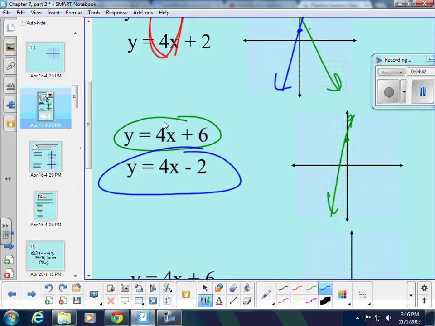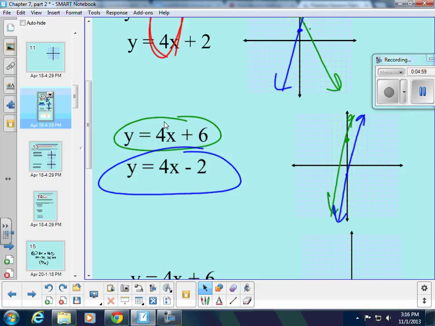The second equation has a y-intercept of negative 2, but just like the first one, I'm going to go up 4 over 1. There would be my two lines, and again, if I draw them pretty nice, I'm going to see that those are parallel lines because they have the exact same slope. They're never going to get any closer to each other. They will never cross.